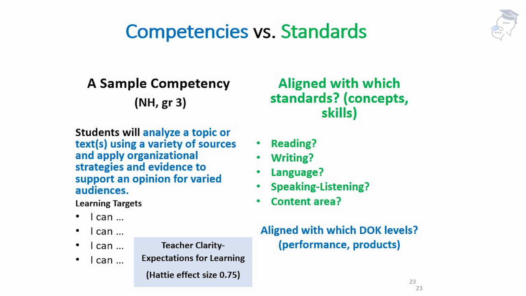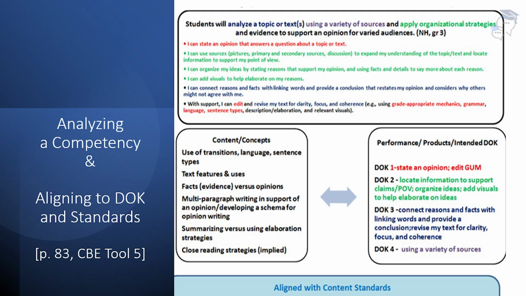I'm taking that competency that we just saw on the last page, and I'm showing you a tool. It's tool 5 on page 83, where we take the competency, we develop I can statements, and these come right from New Hampshire's work, where you'll find a link. And I color coded them so you could see that some of the I can statements might be at a DOK 1. Being able to state an opinion that answers a question about a topic or text. Is the author trying to say this? So I can state an opinion. Yes, he is. No, she is not. I can edit grammar, usage, and mechanics. That's a very basic kind of thing.